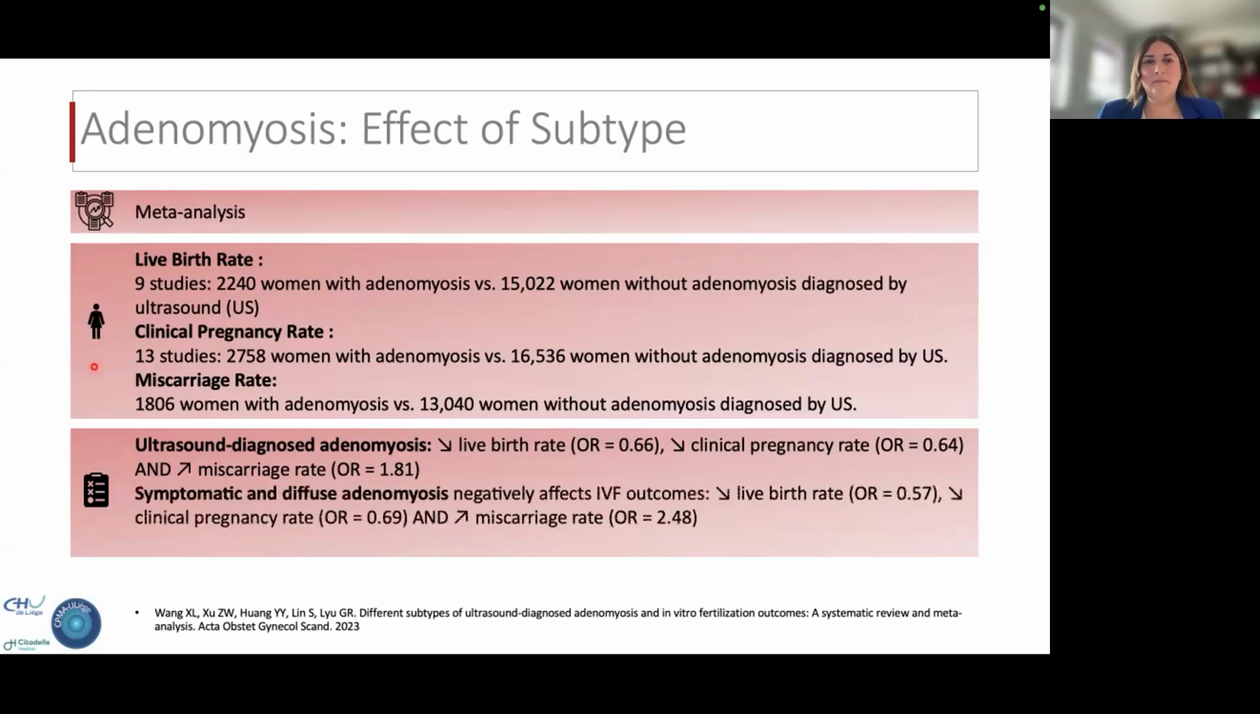Diffuse and symptomatic adenomyosis were especially detrimental to IVF outcomes, while asymptomatic adenomyosis had lesser effects. And additionally, concurrent adenomyosis and endometriosis were associated with worse IVF outcomes than endometriosis alone. However, the study highlights the limited number of studies using standardized MUSA criteria in the analysis.